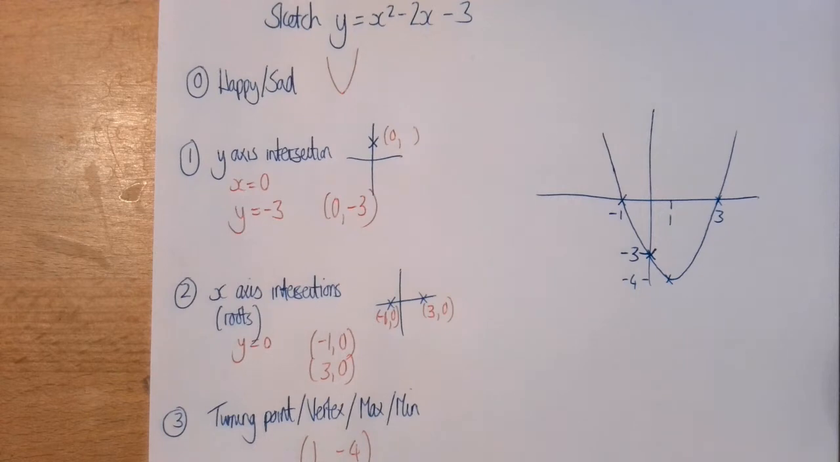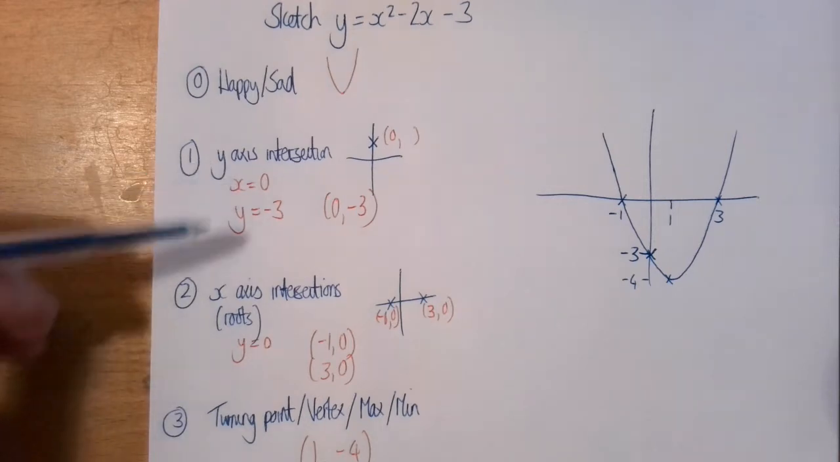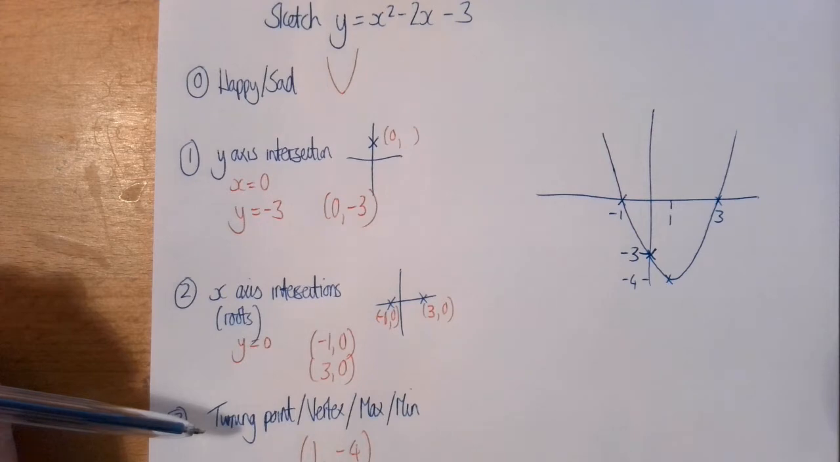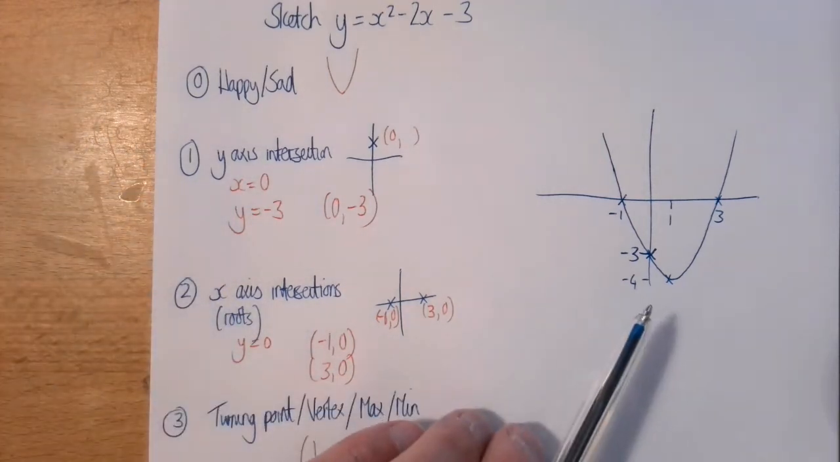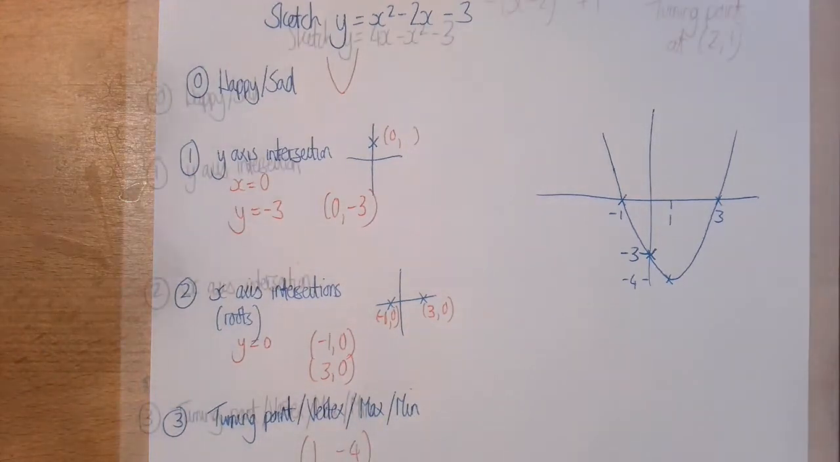Now, of course, your calculator will do all of that for you, and the G-solve button will tell you the y-axis intersection, the x-axis intersection, and the turning point. So you can always check your answer to these, but that's how to do it manually. Let's look at the other one we did in the starter.